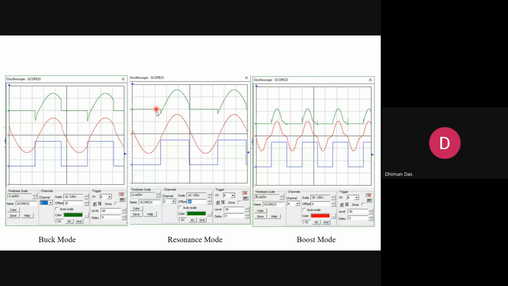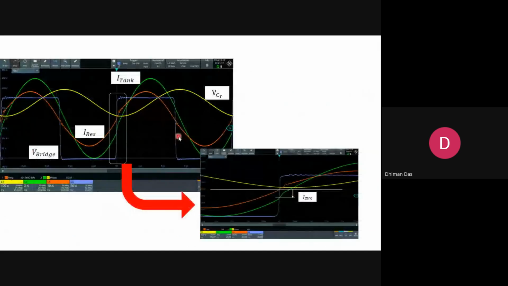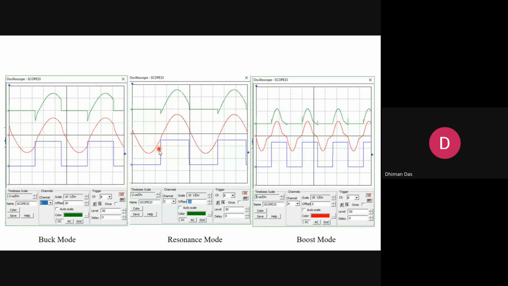But you can see there is also still a negative current, that is because of the LM. Because of LM, I am feeding back the current from the load. Yes, so this is also the GVS region. This is also the GVS region.